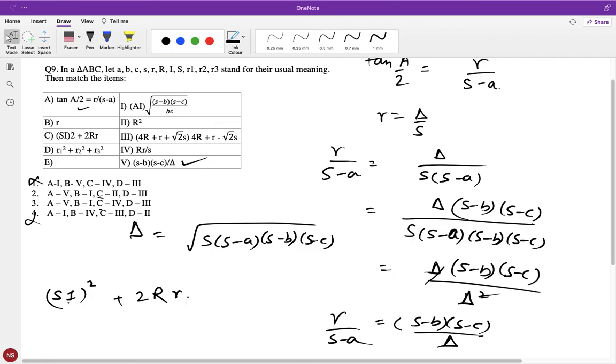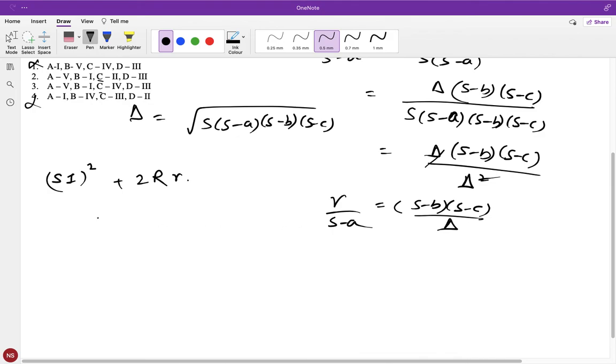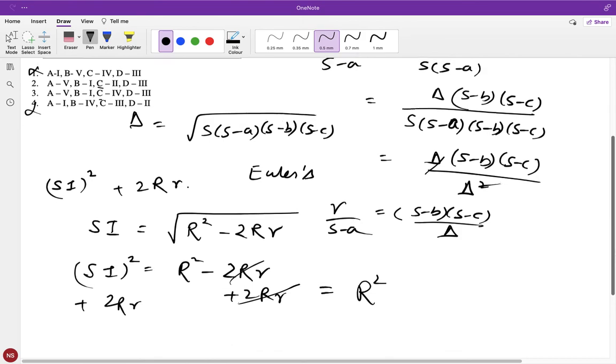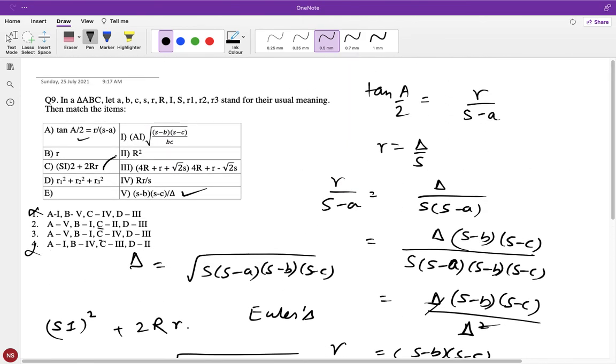So these are circumcenter and incenter. So you need to know the distance between circumcenter and incenter. I don't know if you have seen this theorem, but this is equal to the square root of R square minus 2Rr. Euler's theorem for geometry. Minus 2Rr. So plus 2Rr would be what? Cancel. This is equal to R square. So option C is 2. So this is the correct option.